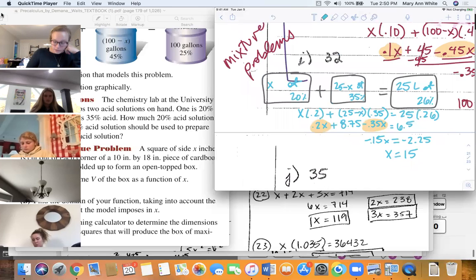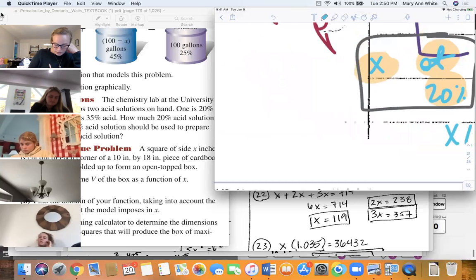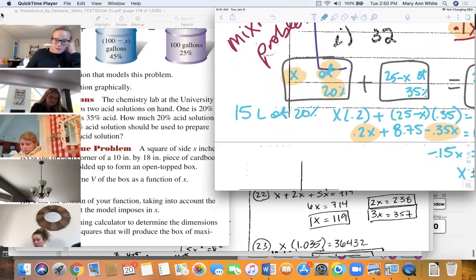So then I've got answers. My answers are going to be a certain amount of liters for my 20% and a certain amount of liters for my 35%. Since I did x of 20%, my x goes with that. So I'm going to do 15 liters of my 20% solution. And then I have to do 25 minus x, or 25 minus 15 for the 35%. Well, that's going to be 10 liters of my 35%.